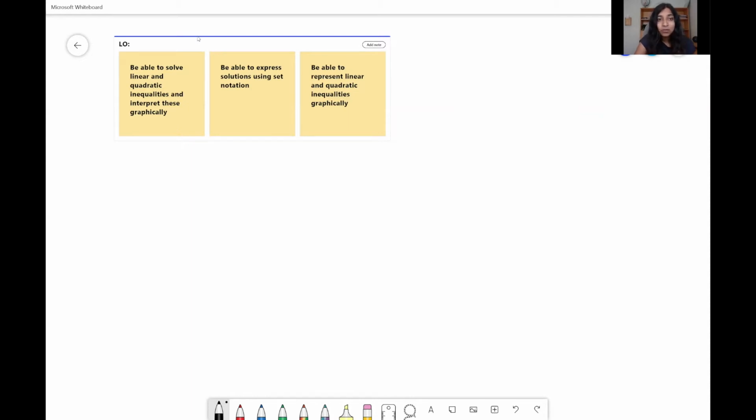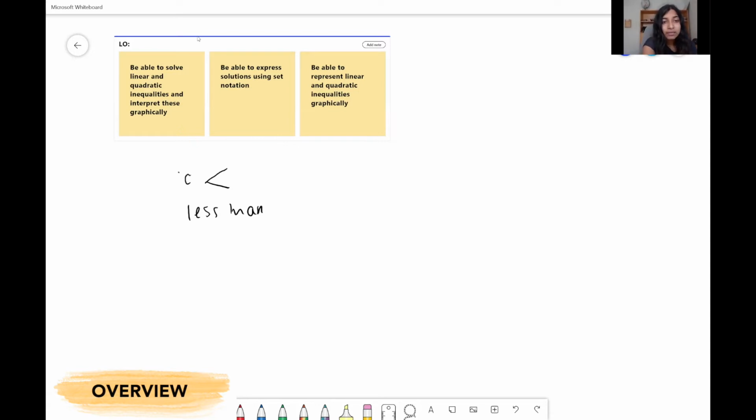So firstly, what is an inequality? An inequality is just when you're trying to compare two different statements or two different equations, and there are different signs that we use when we're describing an inequality. The first one is this sign, and that just means less than. An example of an inequality could be x is less than 5. You just read it like that.